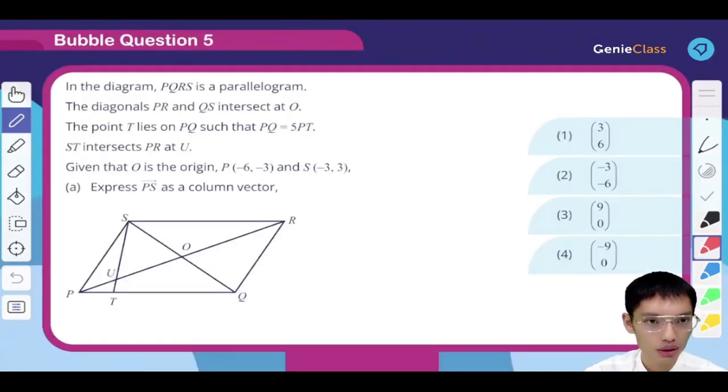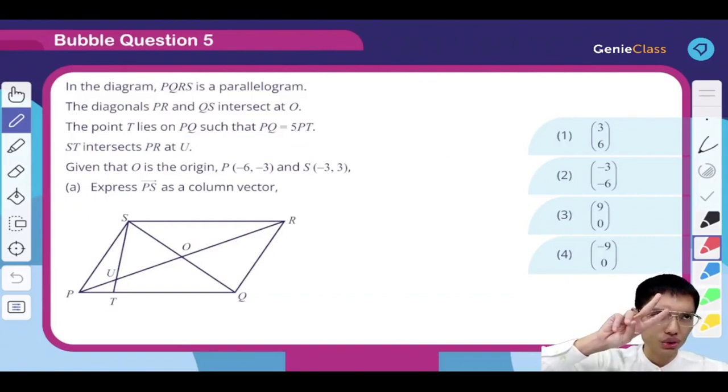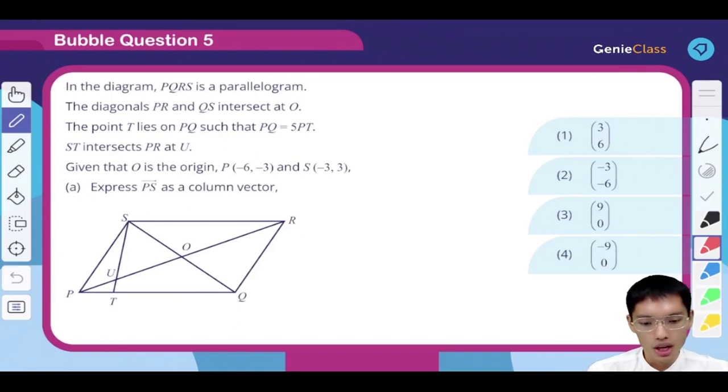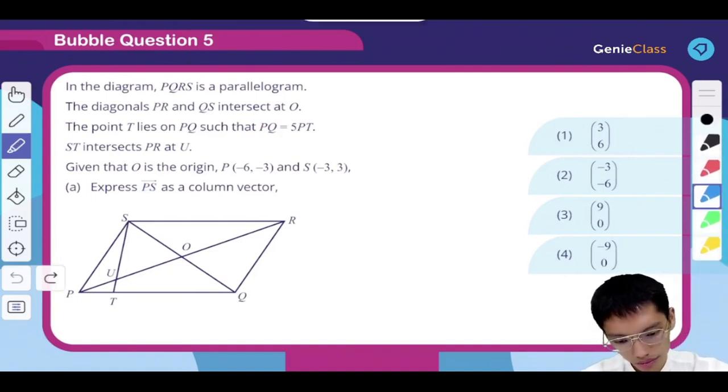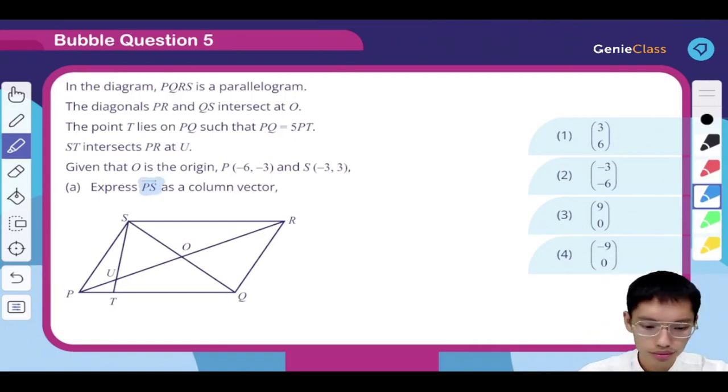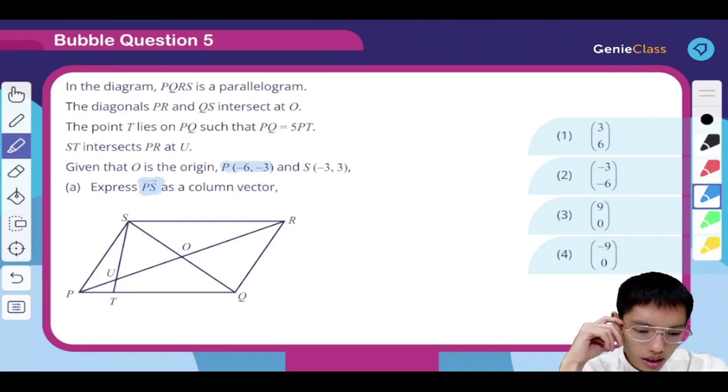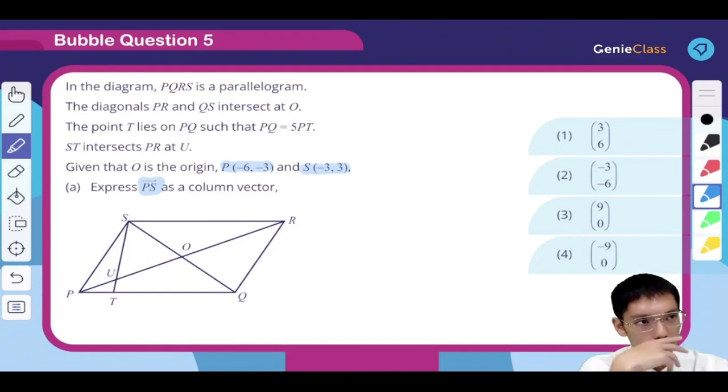So the first one should be quite okay. Launching the bubble launcher. 3, 2, 1. Let's go. So I want PS. Look at the question carefully first. I have a lot of information, but take note, I want PS. So how do I do it? I have P, I have S. So it's quite straightforward already.